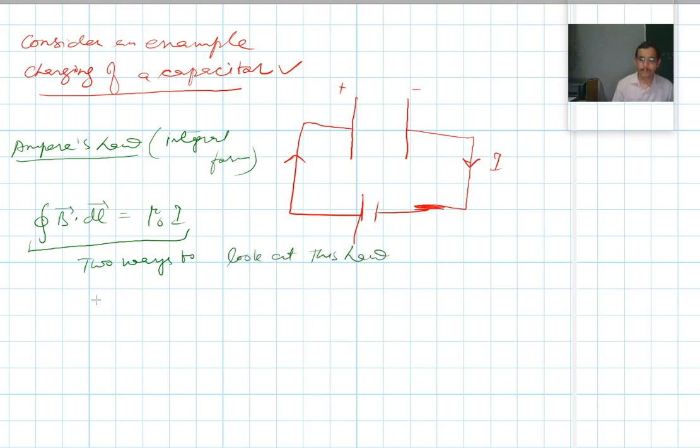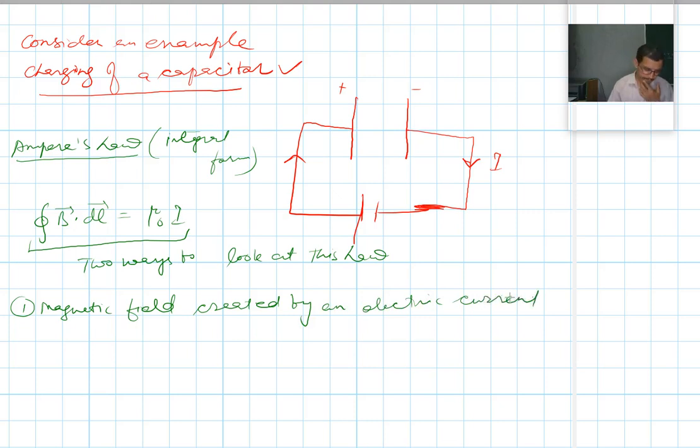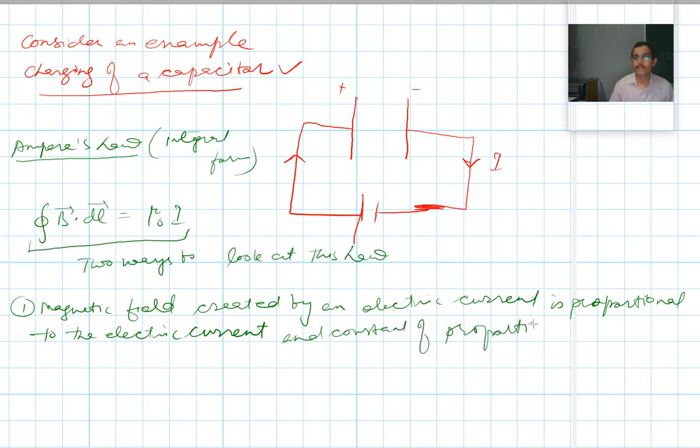One thing is that the magnetic field created by an electric current is proportional to the electric current, and the constant of proportionality is the permeability of free space. This is one way to look at this law.